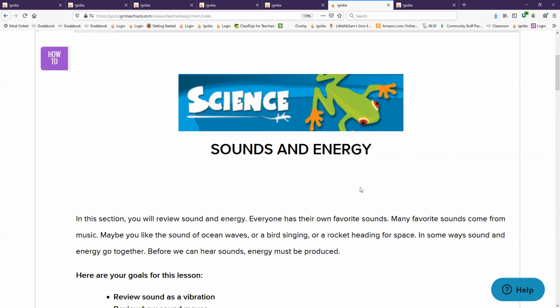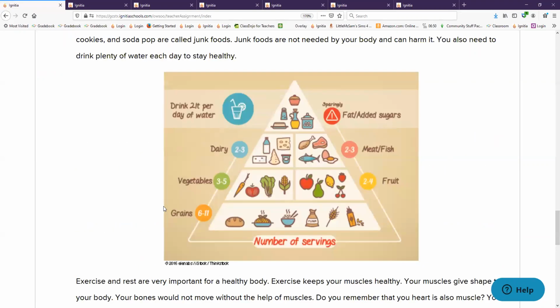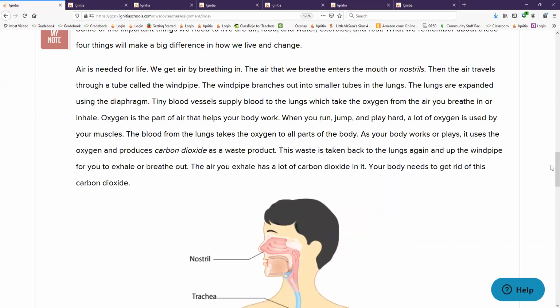Your super secret word for today is the word "you." All right, so our lesson is called Sounds and Energy. Okay, so let's look at the things that we need to remember.